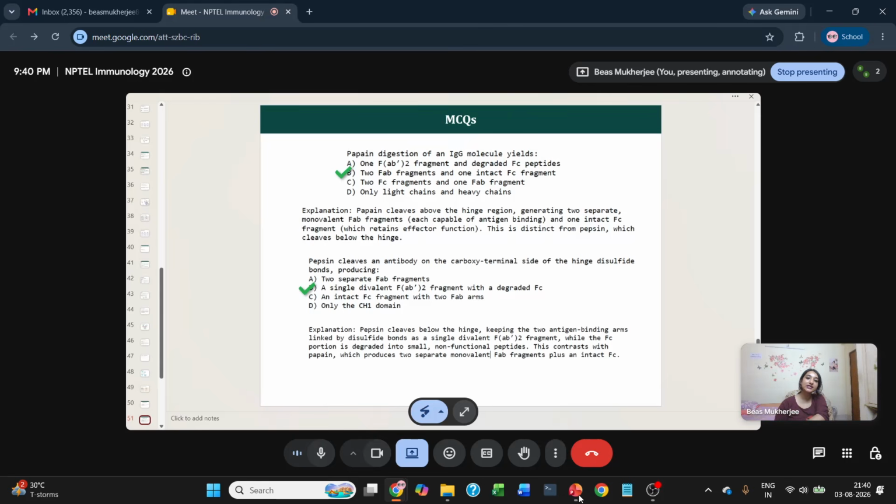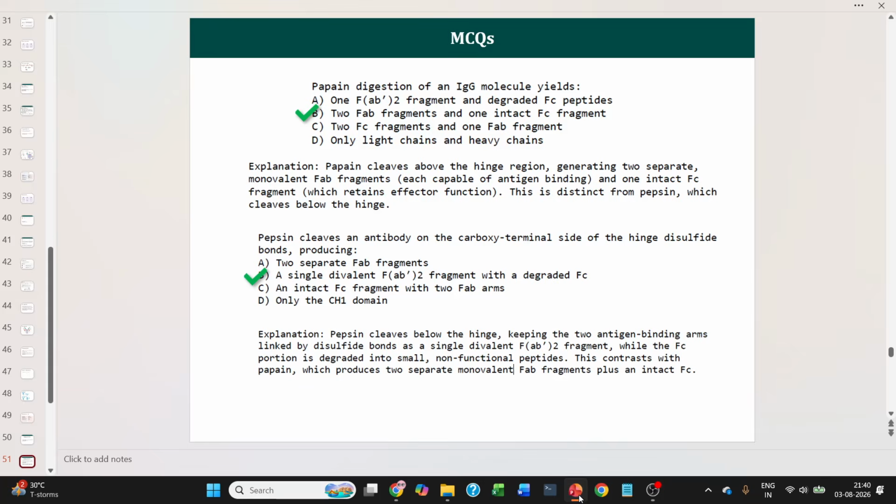Papain obviously cleaves above the hinge, generating two separate fragments. Both Fab fragments are monovalent, and the Fc region is also intact. This is distinct from pepsin, which cleaves below the hinge. So the entire divalent Fab is there, but the Fc portion is degraded. Okay, that is the difference.